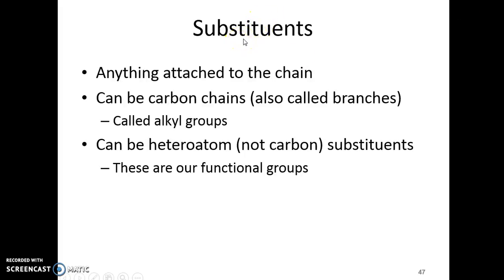You can have substituents, and this is anything that's attached to the carbon chain. They can be carbon chains, which we call branches, or they can be heteroatoms. The carbon chains we call alkyl groups, and the heteroatom substituents have their each specific name. And those heteroatom substituents are our functional groups.